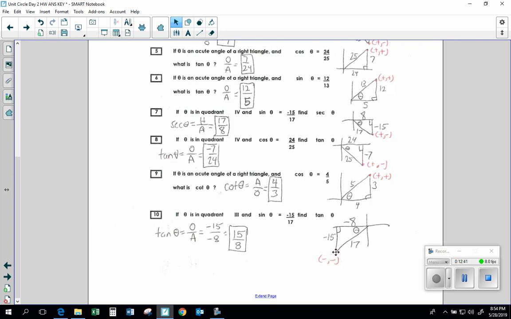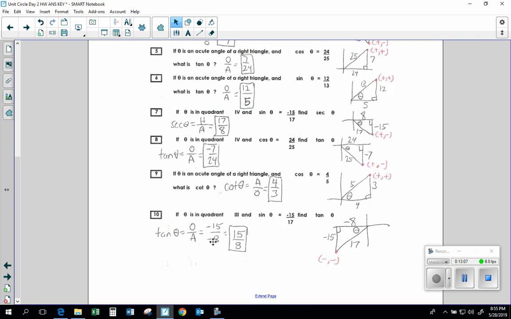Any point that's plotted in quadrant 3 is negative on both the x and the y. So I see my x has to have a negative, my y has to have a negative. They do, so they're good to go. Hypotenuse is always positive. So I have all my information. Now I go ahead and answer the question. Tangent, opposite over adjacent. Opposite negative 15 over adjacent negative 8.